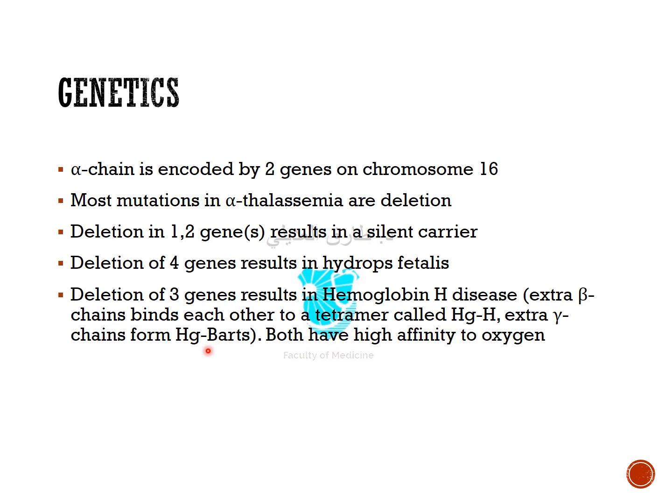Bart's consists of 4 gamma chains. B is not beta, B is gamma. So tetra gamma gives Bart's, tetra beta gives H. So these patients have lifelong anemia, but they are compatible with life.